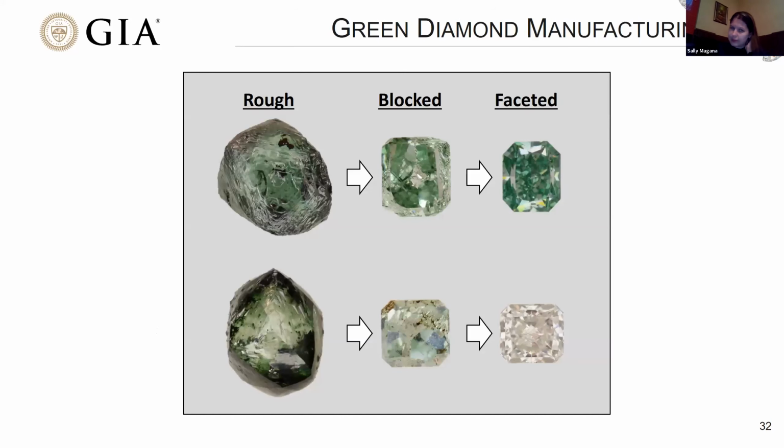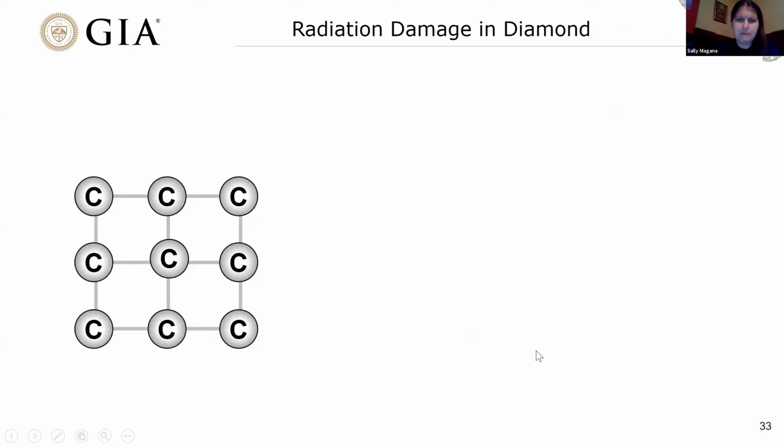And that's one thing I'm showing here, is that these are just images that show an example of some green rough, and then showing some green body color that is able to be preserved within the faceted stone. And then this is an example of a rough that shows surface coloration and which cannot survive the faceting process.